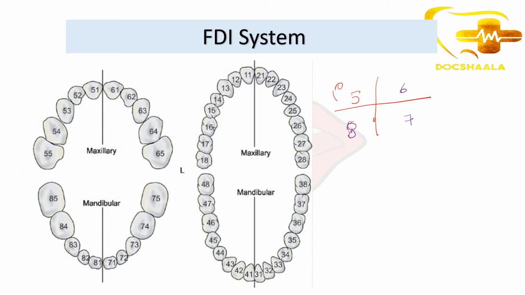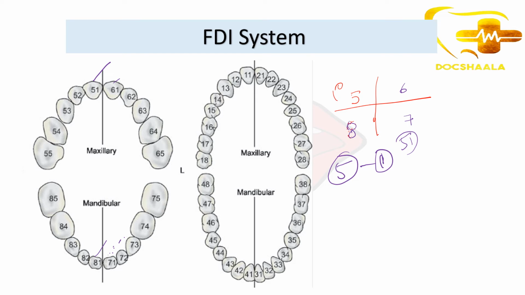And coming to teeth, starting from 1 to 5. 1 represents central incisor, 5 represents what? Second molar. Depending on the quadrant, the number changes. It will be 5-1 representing maxillary right, 6-1 representing maxillary left, 7-1 representing mandibular left, and 8-1 representing mandibular right. This is how we do it for primary.